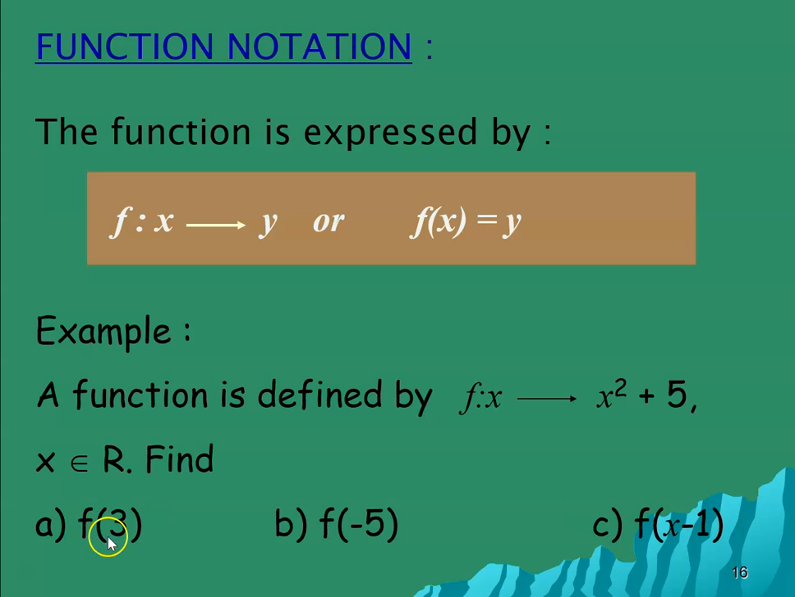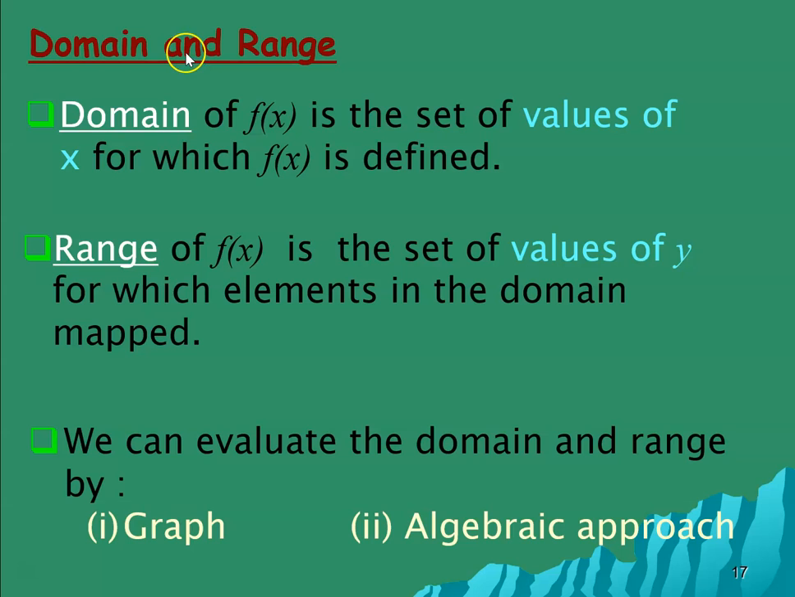What f(3) means is that you're going to substitute the x value over here with the value of 3. And over here you have f(-5), meaning that the x value you're going to substitute with -5. And this one you're going to substitute the x value with x minus 1. So we will see this type of example later on. So let's move on to domain and range.